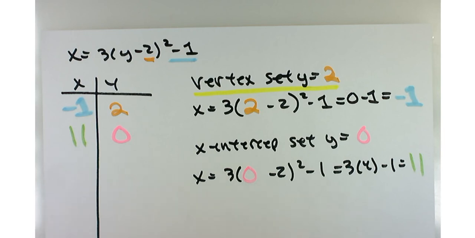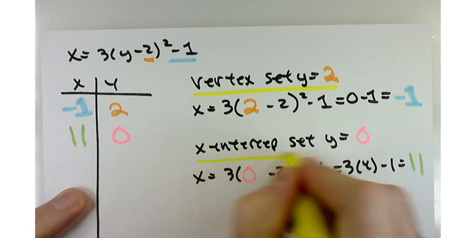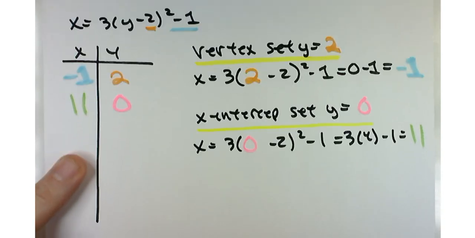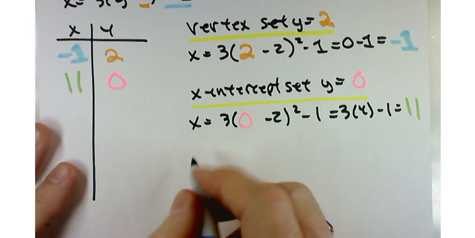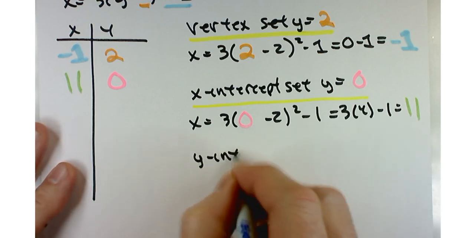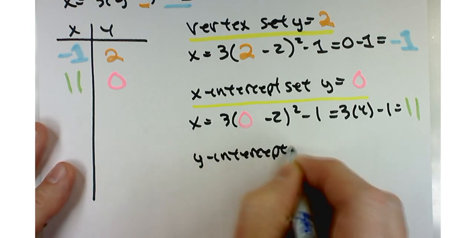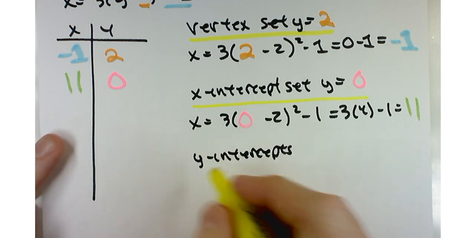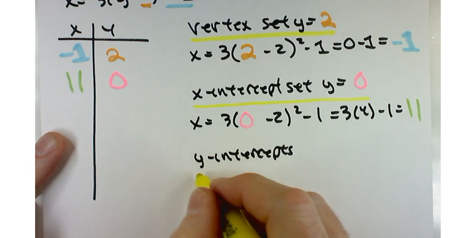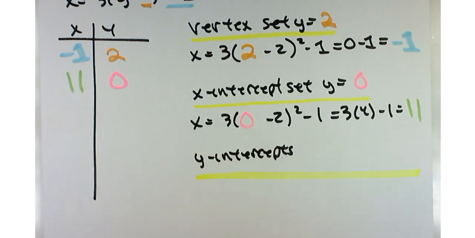Now the 2 to go are really where you earn your money on this problem. This is where the lion's share of the points are. This is what helps you get it right. We need to find the y-intercepts. What do I need to do to find the y-intercepts? Set x equal to 0.